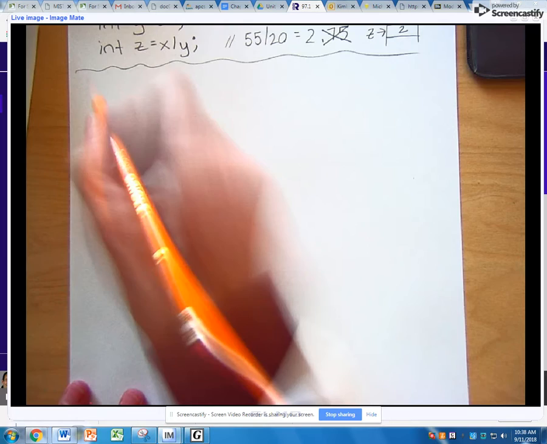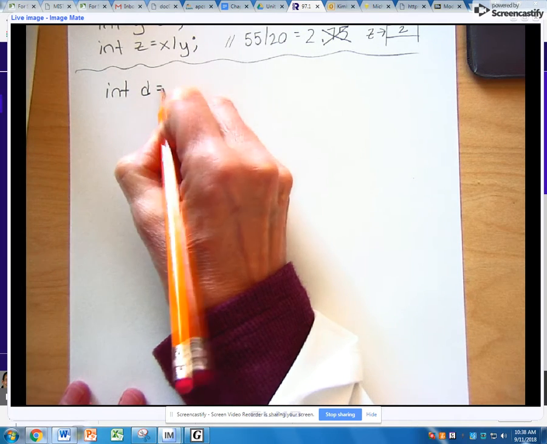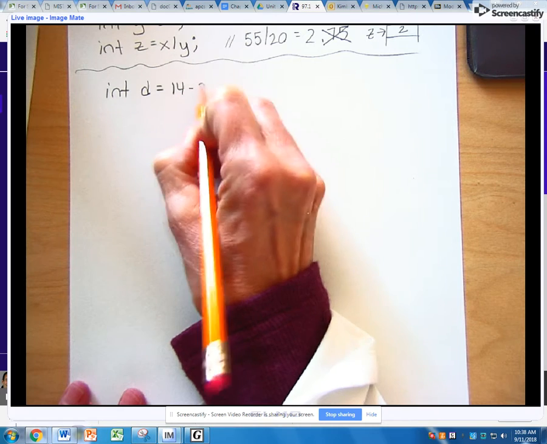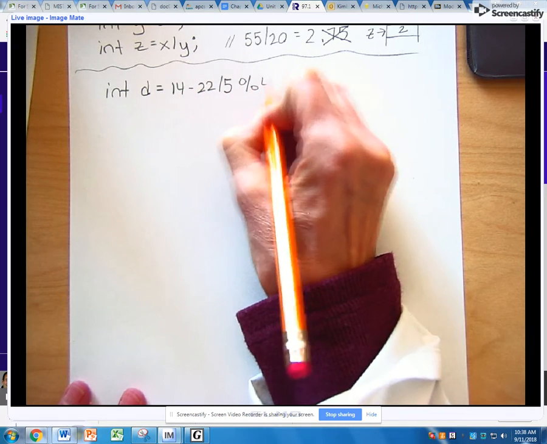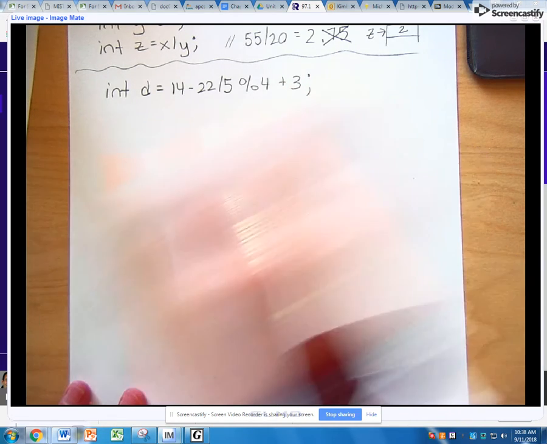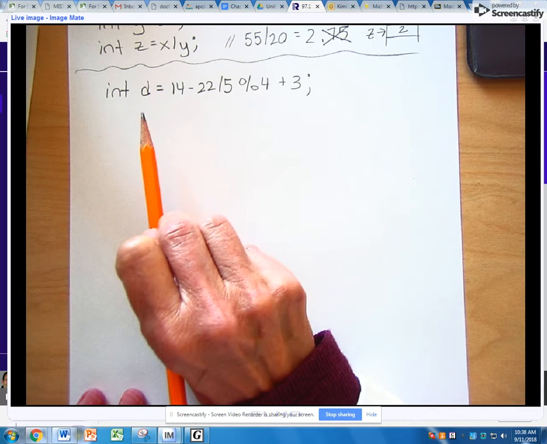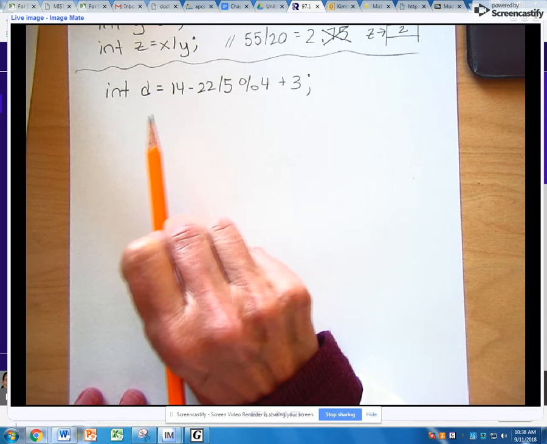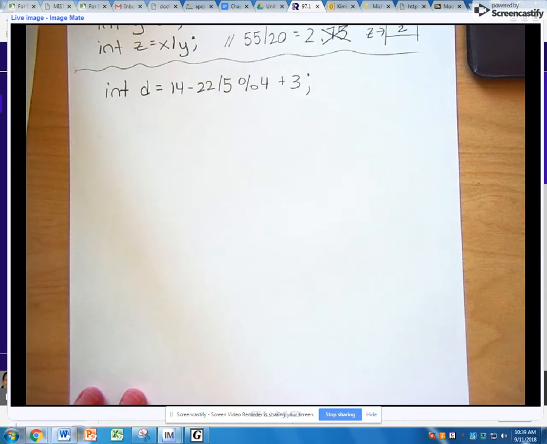Now, there's another practice problem that looks something like this. Int d equals 14 minus 22 divided by 5, remainder 4 plus 3. So once again, this calculation only involves integers. So I know the answer's got to be an integer. If there are any decimals along the way, decimal parts of answers get thrown out.